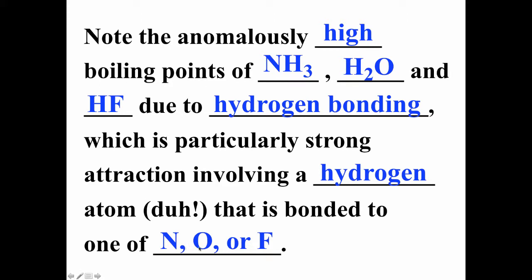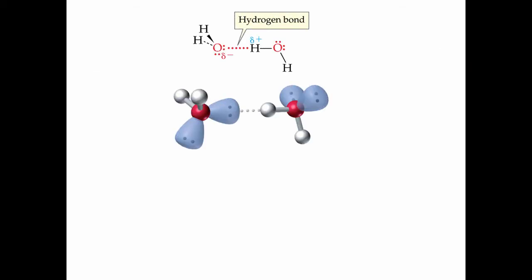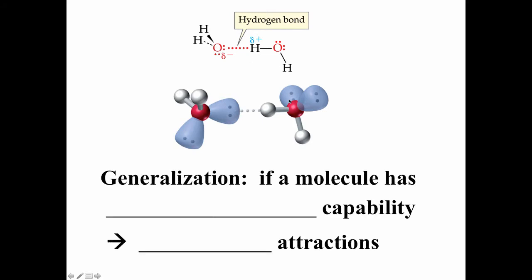And note that nitrogen, oxygen, and fluorine are all in the second row. They're all small atoms, and they're all highly electronegative. So hydrogen bonding is our third intermolecular force. We've already seen dipole-dipole forces and London dispersion forces. Our third intermolecular force is hydrogen bonding. Hydrogen bonding occurs when we have hydrogen bonded to oxygen, nitrogen, or fluorine within a molecule. Water is a classic example of a substance that undergoes hydrogen bonding.